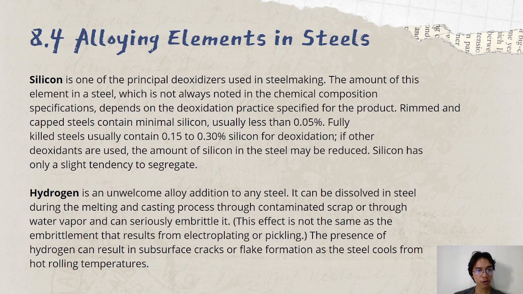Hydrogen is an unwelcome alloy addition to any steel. It can be dissolved in steel during the melting and casting process through contaminated scrap or through water vapor, and can variously embrittle it. This effect is not the same as the embrittlement that results from electroplating or pickling. The presence of hydrogen can result in surface cracks or flake formation as the steel cools from hot rolling temperature.